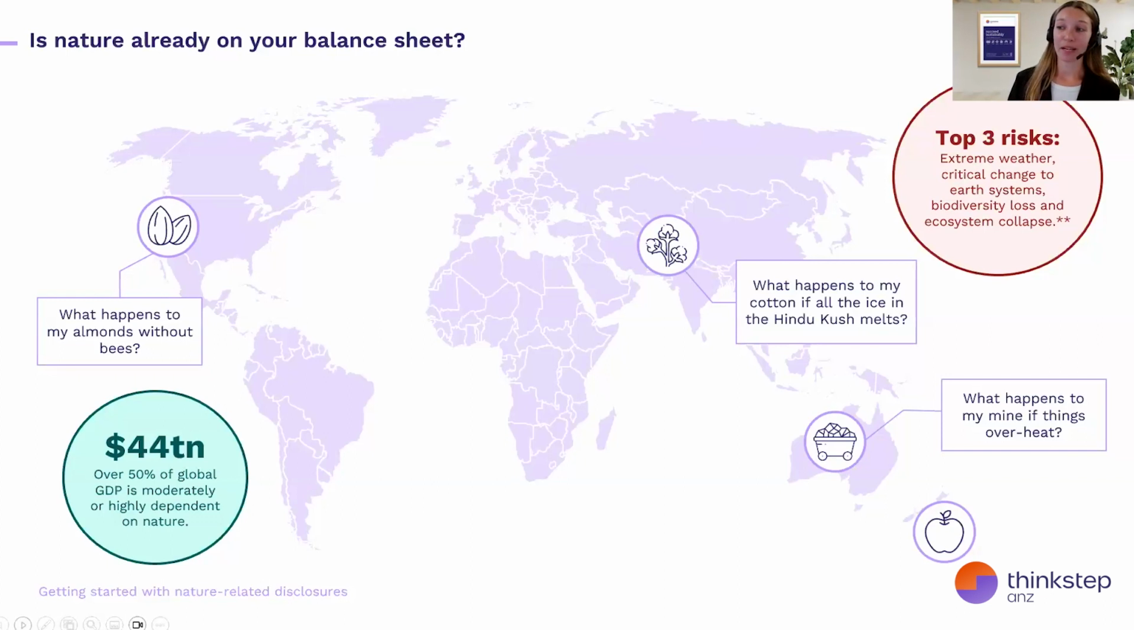So a company making plant-based milk using almonds sourced from California, which is where 80% of the world's almonds are cultivated, probably already knows that they depend on strong pollination services because almond trees can only be pollinated by bees, and that biodiversity loss and climate change is really impacting bee populations.